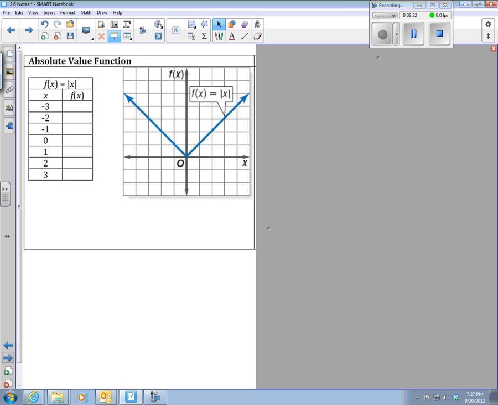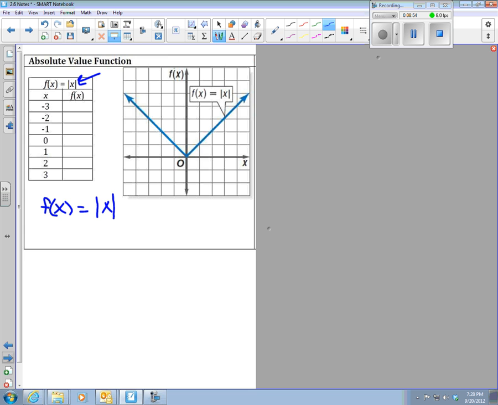Next, we're going to go with the absolute value function here. And this will be the last one, and then I will talk about the last function we're going to work on in the notes. We'll work on that tomorrow. Absolute value function, you got to remember this. This is the most basic absolute value function. F of x equals the absolute value of x right here.